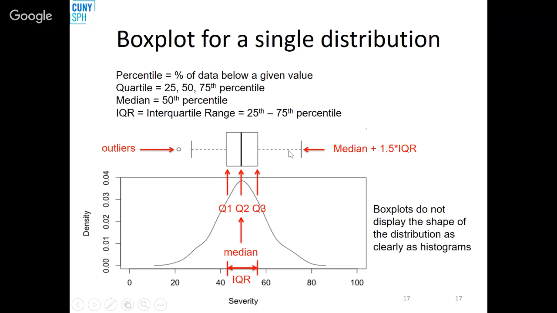And then these whiskers extend out from the median plus 1.5 times this IQR to minus 1.5 times this IQR, with the exception that if there are no data points out this far, it only goes as far as your furthest data point. So the maximum length of this whisker is 1.5 times the IQR, so 1.5 times the width of this box. And anything that you see outside that might be considered an outlier.